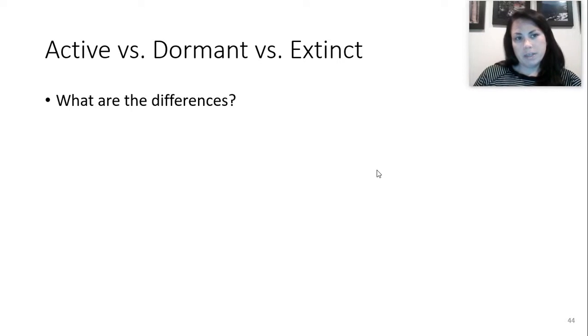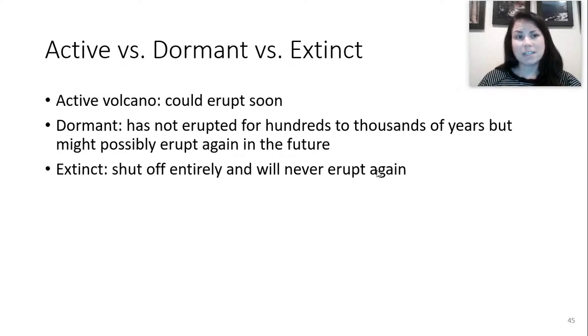So we talk about what different types of volcanoes there are. We usually say they're active, dormant, or extinct. So what are the differences between those three? Well, first, an active volcano means that it could erupt soon. And dormant means that it hasn't erupted for hundreds of thousands of years, but may possibly erupt again in the future. And extinct means that it's shut off entirely and will never erupt again.